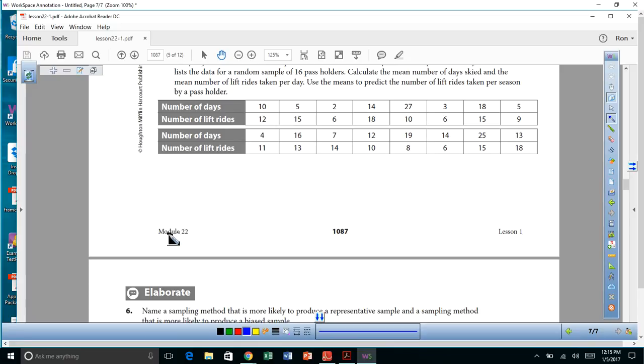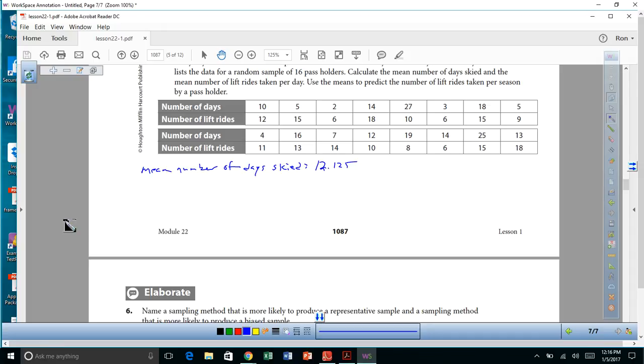So the mean number of days skied. We would add all of these up, and then 1, 2, 3, 4, 5, 6, 7, and divide by 16, and you're going to get 12.125.